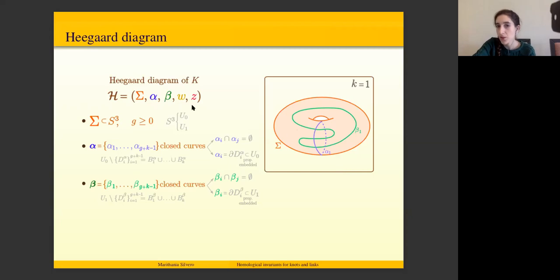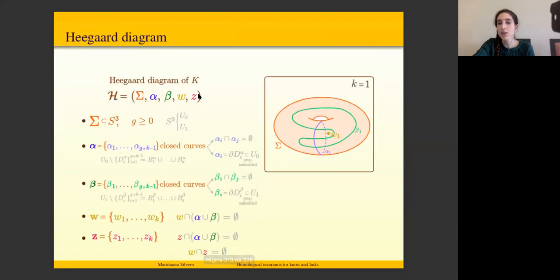Okay, so we have this surface and those two families of curves. Now W is going to be a collection of points which are disjoint from each other, okay, and disjoint from both families of curves. So, for example, I choose W1 here. Since I chose K equals 1, I have just 1 point, W1.